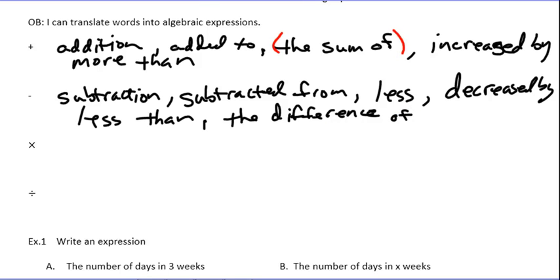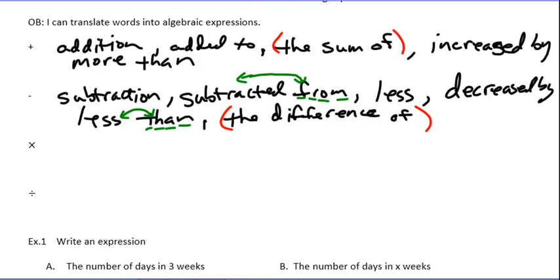And the difference of, I'm going to go ahead and put parentheses around that. I'll talk about why in a minute. I'm also going to do something else. 1, 2, 3, 4. That word from will tell us to switch orders. So I'm going to put that little arrow there. And same thing with the word than. That's going to tell us to switch orders. And again, that'll make more sense as we go through our examples here.